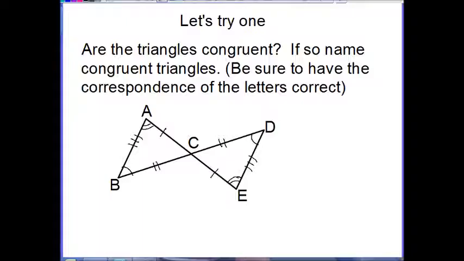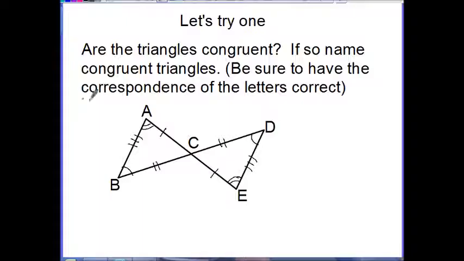So let's try one together. I want to know, are the triangles congruent? If so, name the congruent triangles, but be sure to have the correspondence of the letters correct. What that means is if my triangles are congruent, when I name my triangles, I want the order of the letters to match congruent segments and congruent angles.